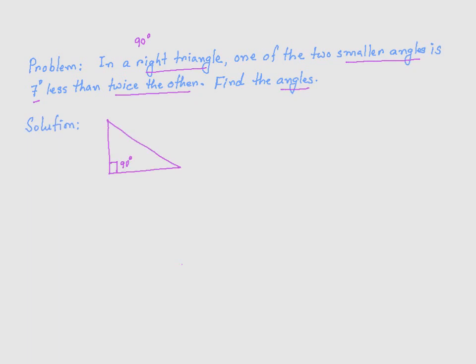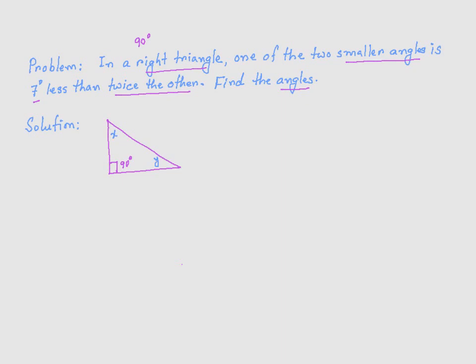Let's draw a diagram, which I did here, and let's call this angle X. This one I'm going to call X, and this one I'm going to call Y. This is an arbitrary labeling. It doesn't matter which way you label it.